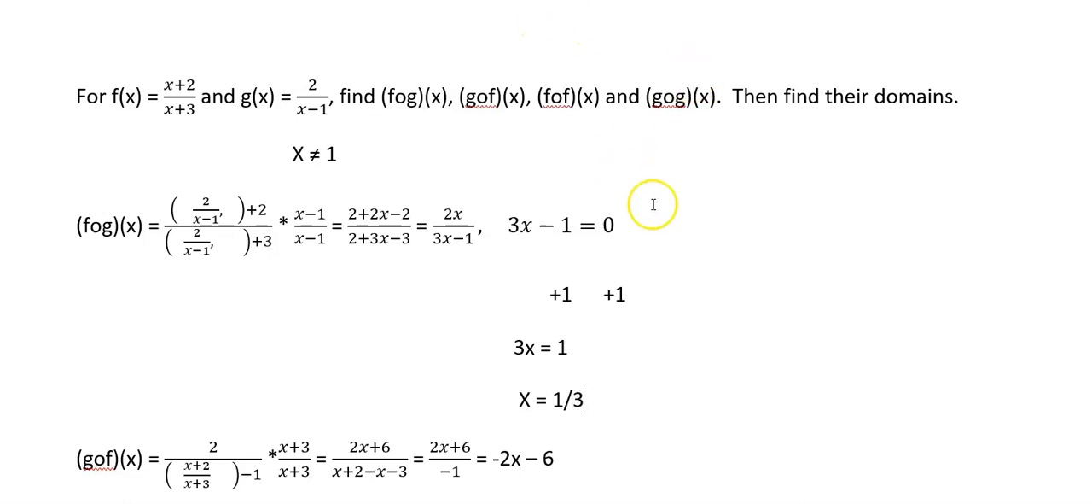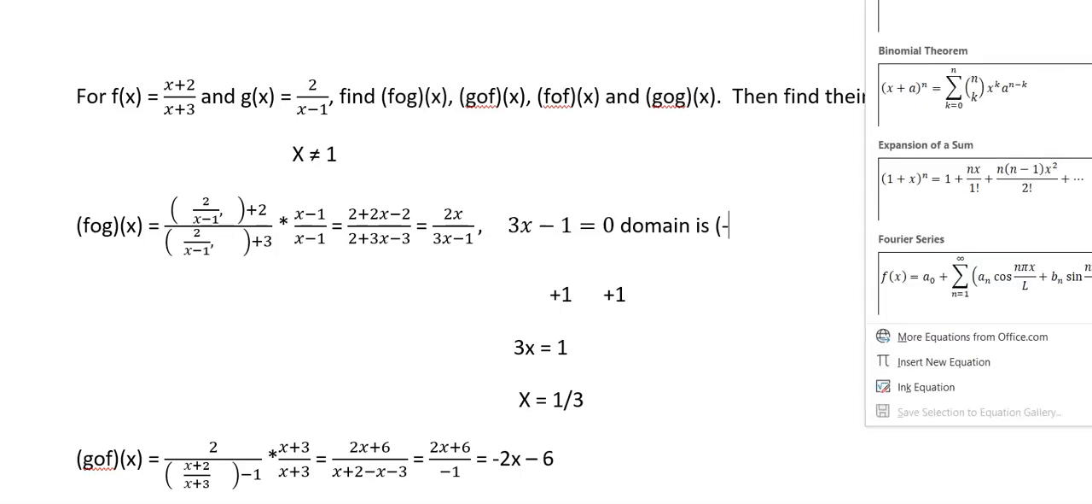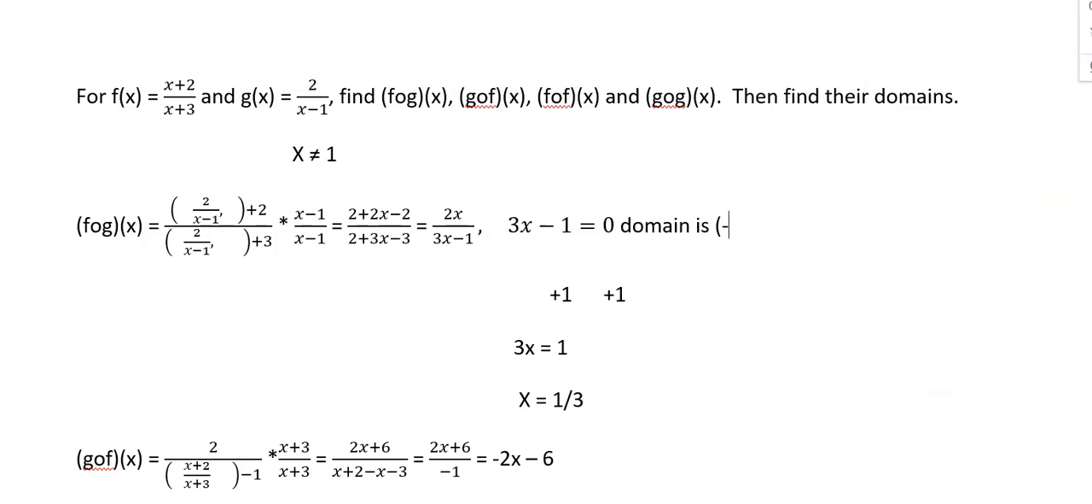All right, now, there are two places then. We cannot have x equal to 1, and we cannot have x equal to 1/3. So our domain here, we're going to leave out the 1/3, and we're going to leave out the 1. So from negative infinity up until, I'm just trying to find my little infinity symbol here. Negative infinity up until we reach 1/3.